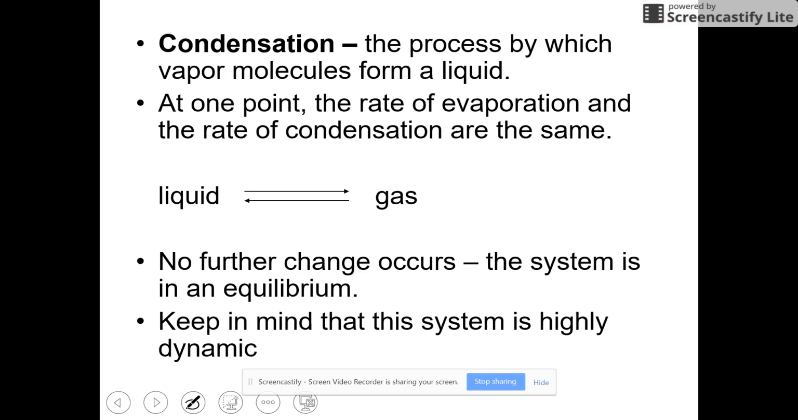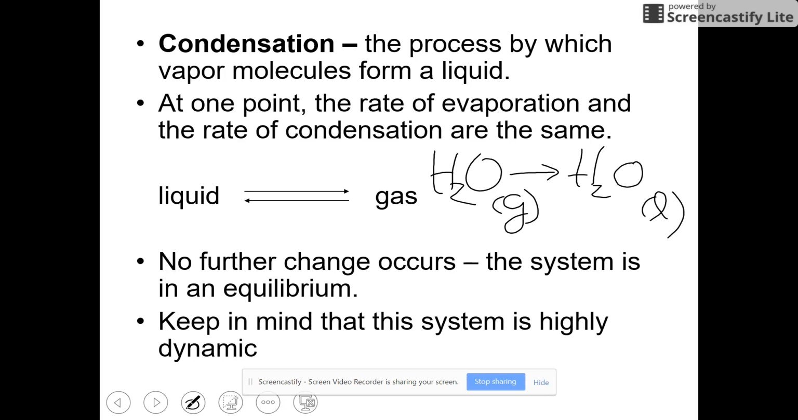Condensation is a process that is the opposite of vaporization. This is when the gas phase of any substance, in this case water is an example, gas molecules in gas phase condense back to liquid phase. This process is the opposite of vaporization. So therefore, this process will be exothermic.